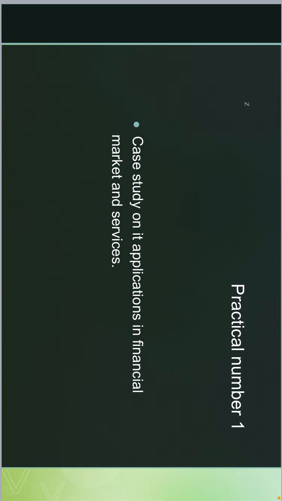These are the main components of your IT. Now where all this IT is applied in your daily life, that is your practical number 1. What are the fields of IT applications that you have to write down in this practical number 1? What are the applications of IT? You can write education, healthcare, engineering, financial markets, banking, insurance, scientific research, schools, colleges, hospitals, medicals, and online shopping.